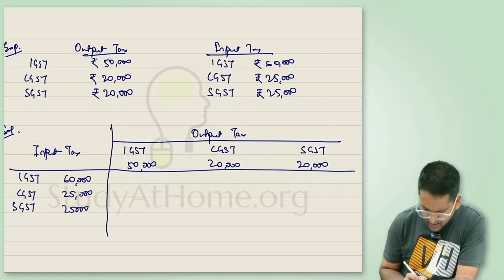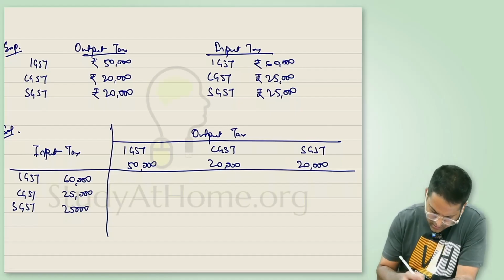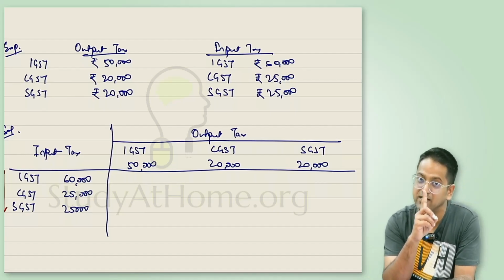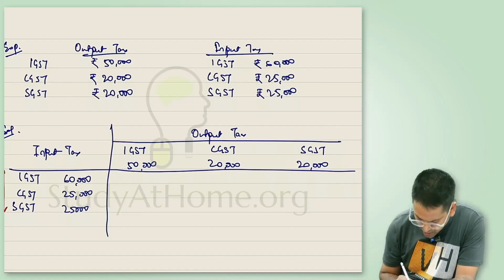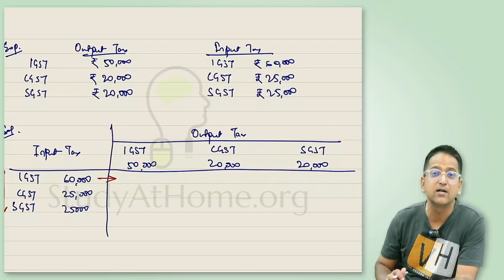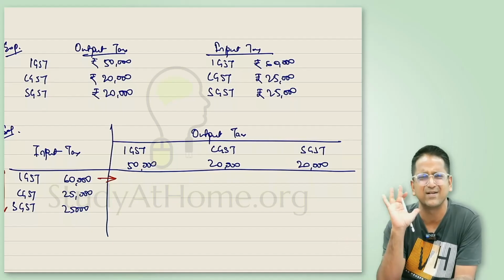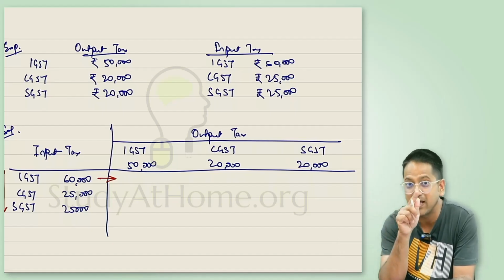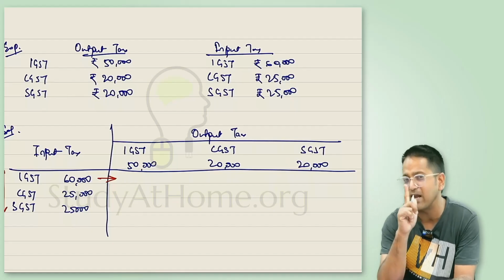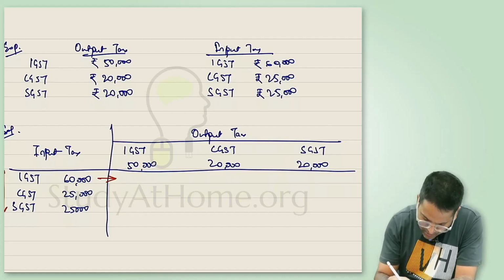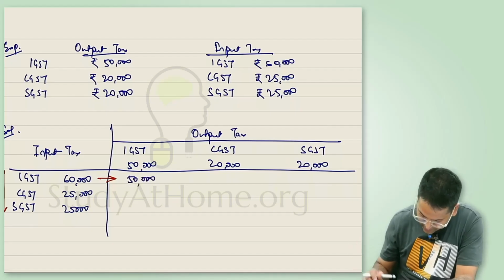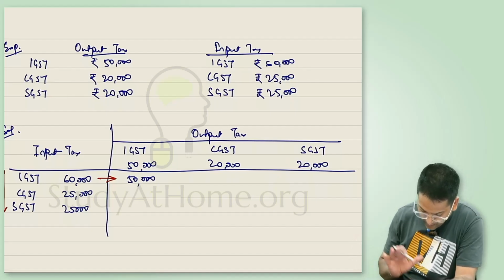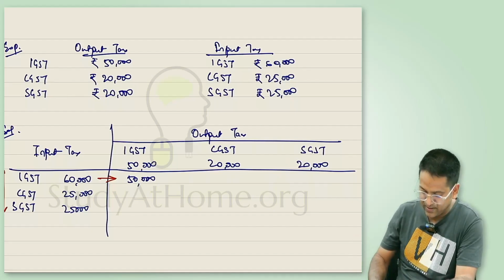Now tell me fast, how do you go down? Do it step by step, in order. First finish IGST, then CGST, then SGST. And when you go forward, then you can jump and bounce all you want. But take the first step carefully. From 60,000, we will first adjust 50,000 here itself. It's finished. IGST is completely finished. No need to pay. Now we have 10,000 rupees left.